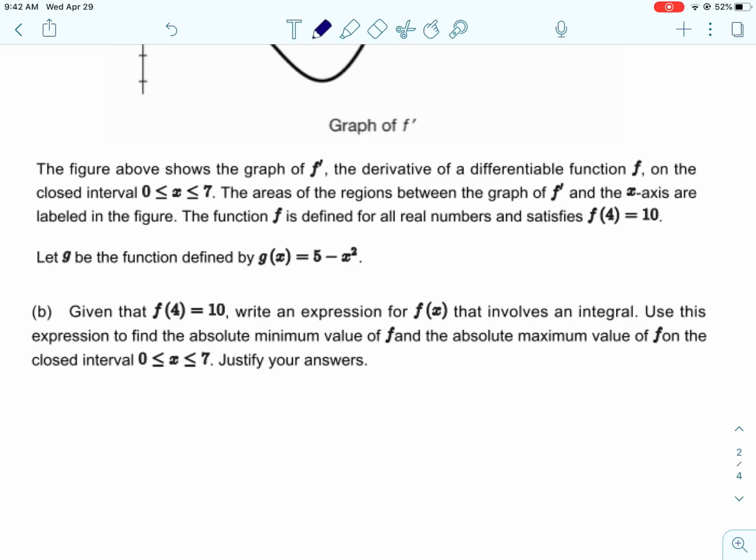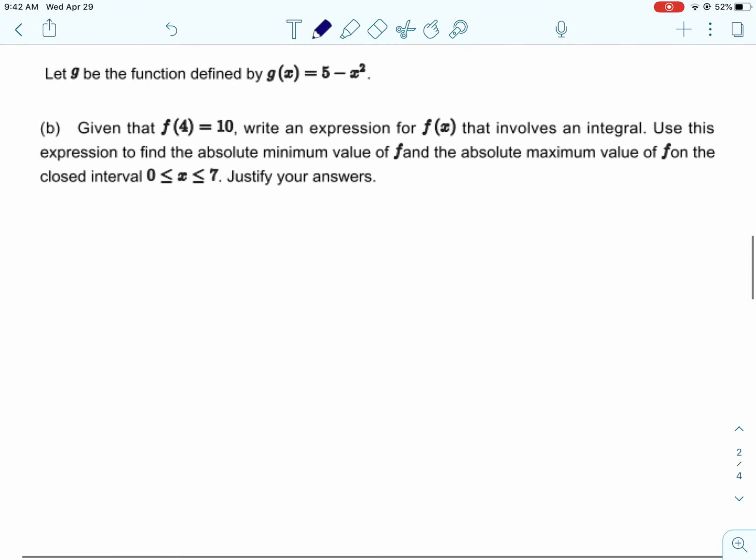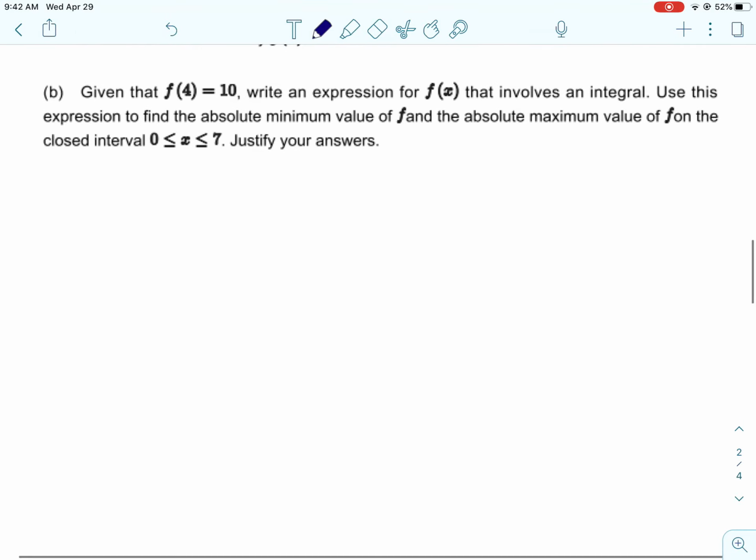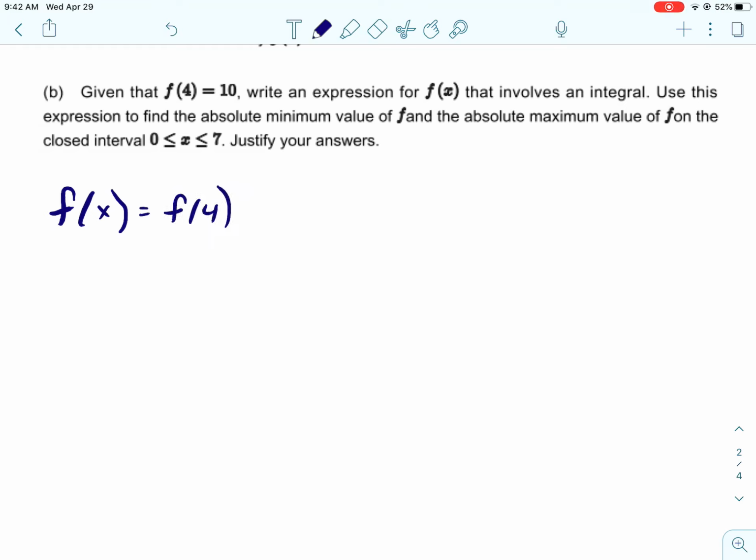So we're given information, so don't forget, this is f prime, so we're given information about f, that we know that f of 4 is 10. And we want to write an expression for f that involves an integral. And then we're going to use this expression to find the absolute minimum value of f and the absolute maximum value of f on the closed interval from 0 to 7. So let's just start with that expression.